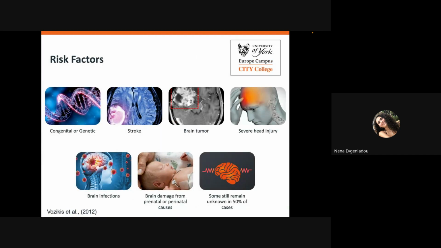These are some of the risk factors. We have genetic factors, brain damage from prenatal causes, stroke, brain tumor, severe head injury, but we also have 50% of the cases remaining unknown, having an unknown cause.